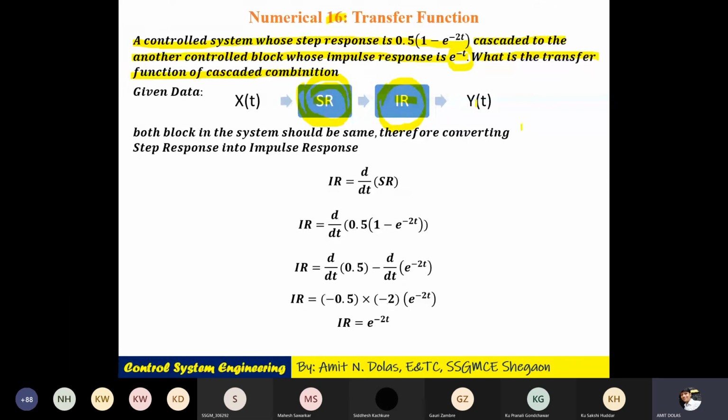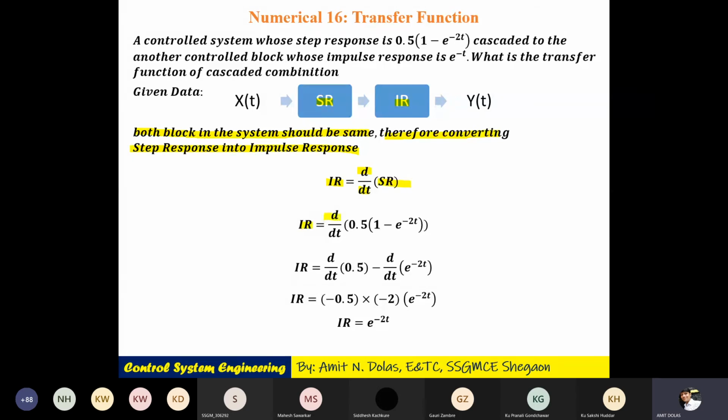And of course transfer function will be y of s upon x of s, but you can see in this we have different responses. Here is a step response, here is the impulse response. We have to convert it into the same. So both the blocks in the system should be same. Therefore, converting step response into the impulse response. Step response को impulse response में अगर convert करना है तो we differentiate it, d by dt. So impulse response is nothing but d by dt of step response.